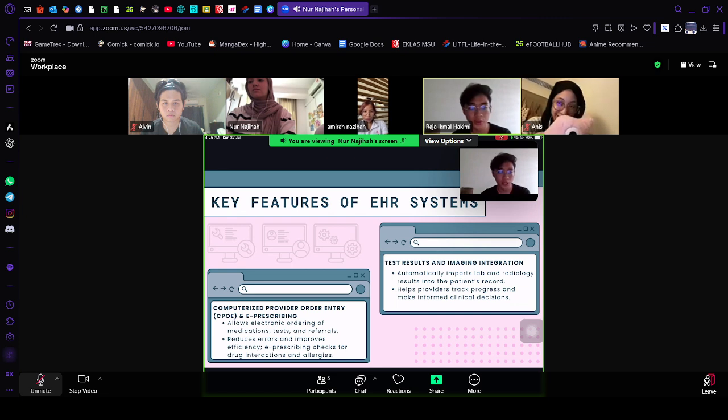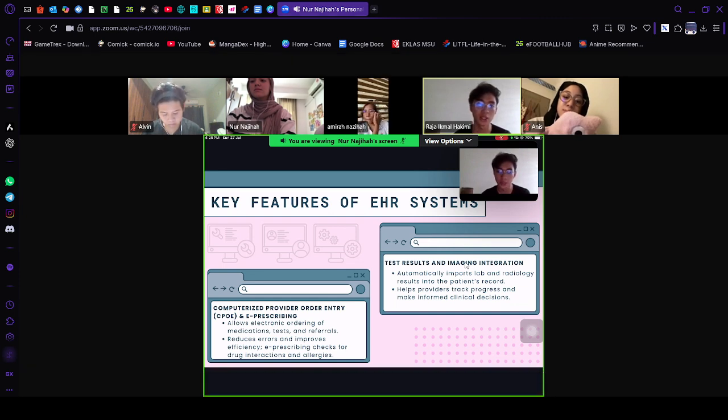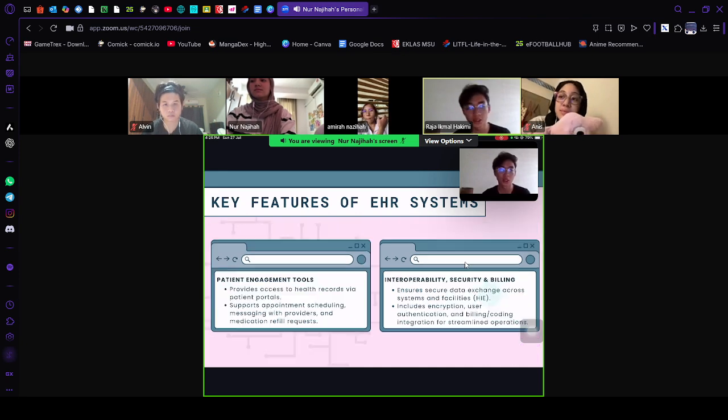Next is computerized provider order entry and e-prescribing, where it allows electronic ordering of medications, tests, and referrals. It also reduces errors and improves efficiency. Fourth is test results and imaging interpretation. It automatically imports lab and radiology results into the patient's record, and it also helps providers track progress and make informed clinical decisions. Next.